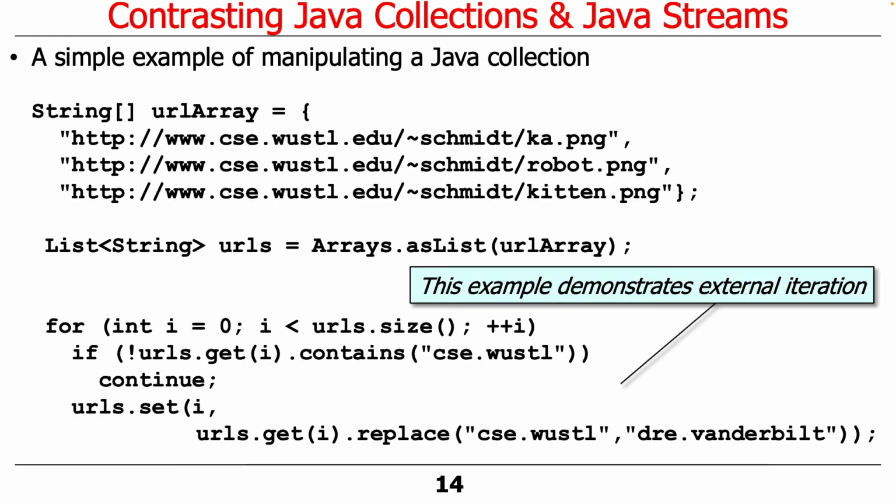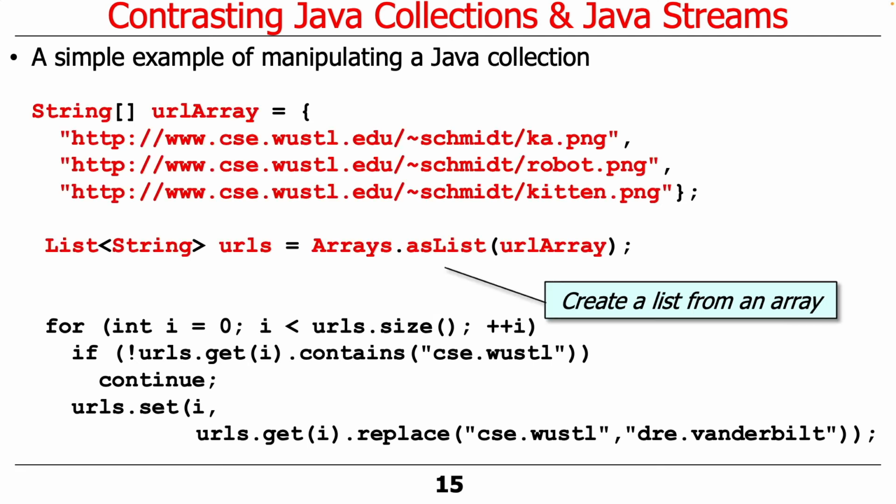Here's a nice example, hopefully, that illustrates how you would manipulate elements in a Java collection, and then we'll compare and contrast that briefly with a Java stream. In this particular case, we've got a bunch of links. This is to my old website at Washington University, which I think might even still have some of this stuff there. And we're going to program this using the old-fashioned Java collections approach. So you can see that we're going to also illustrate something called external iteration here. I'll talk about that in a second.